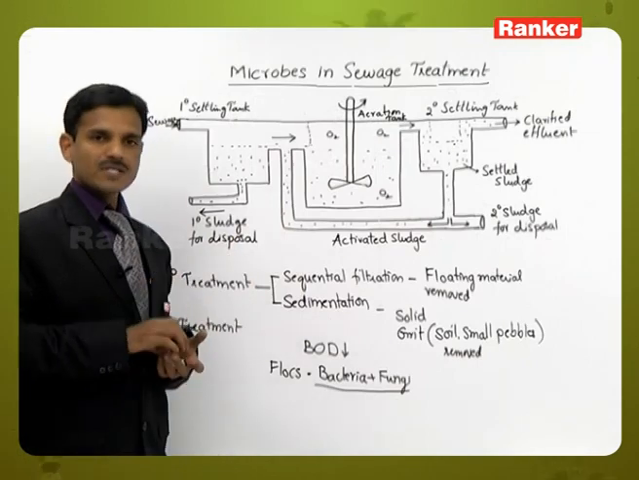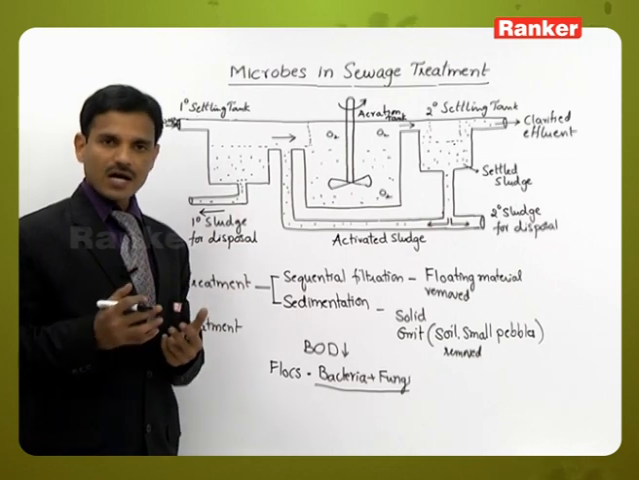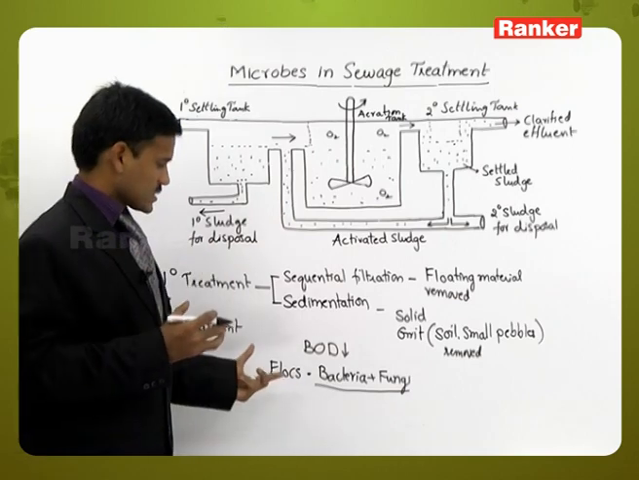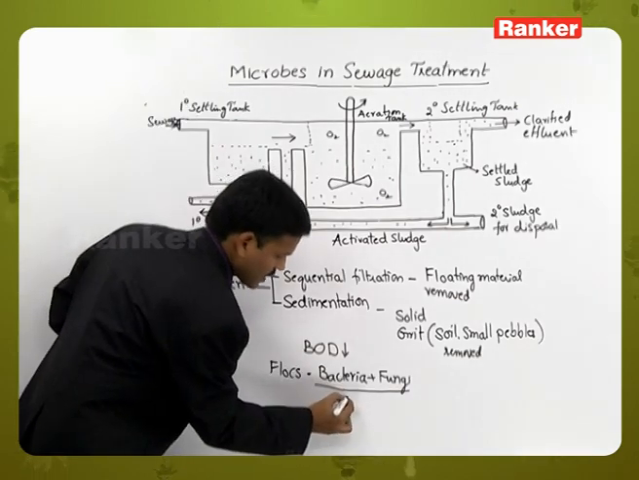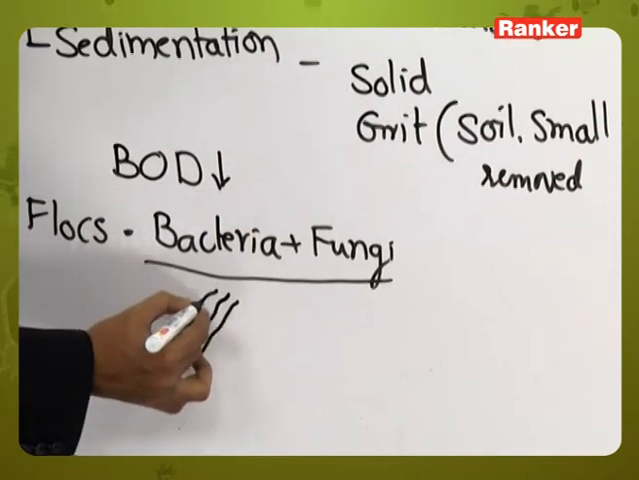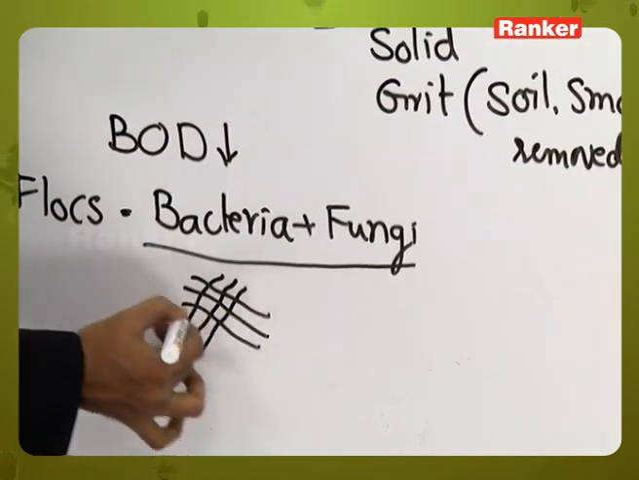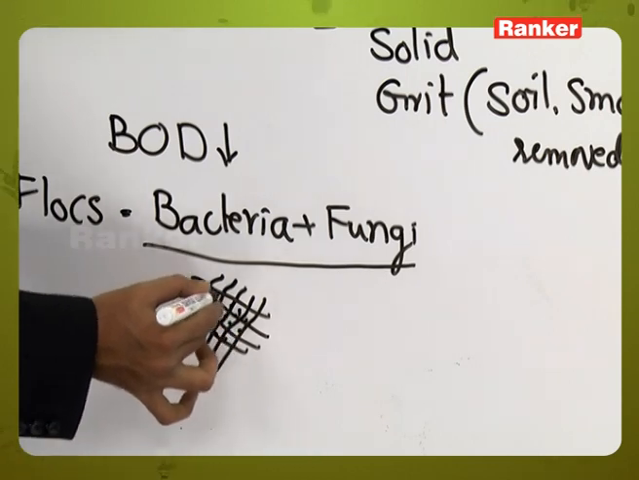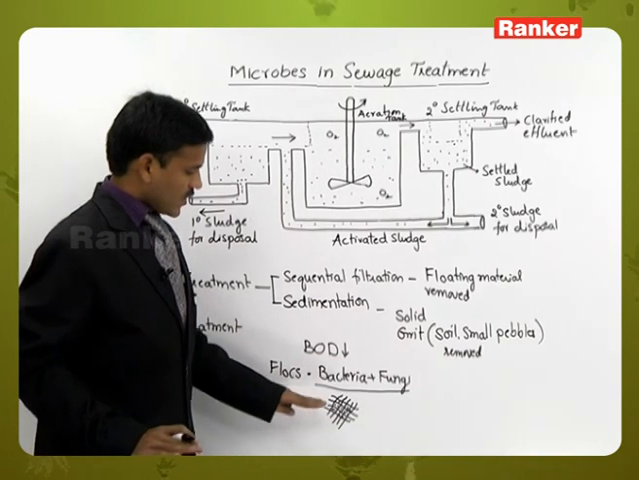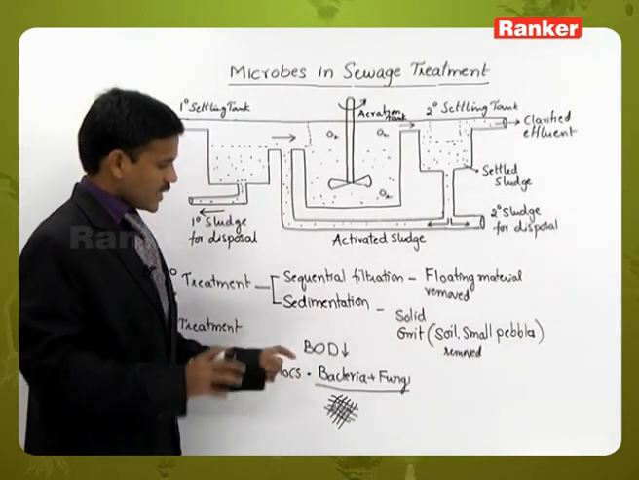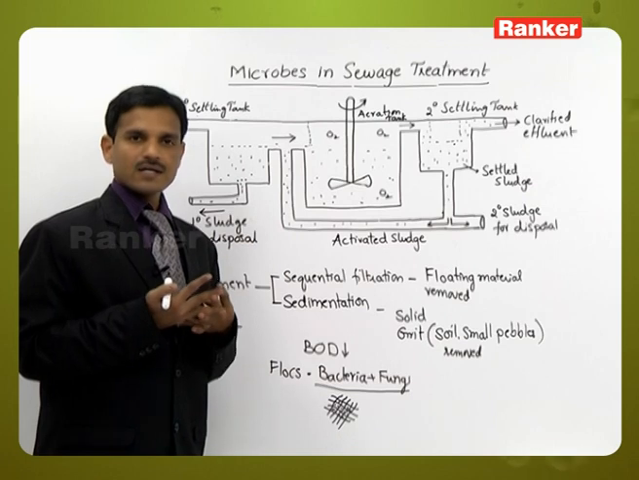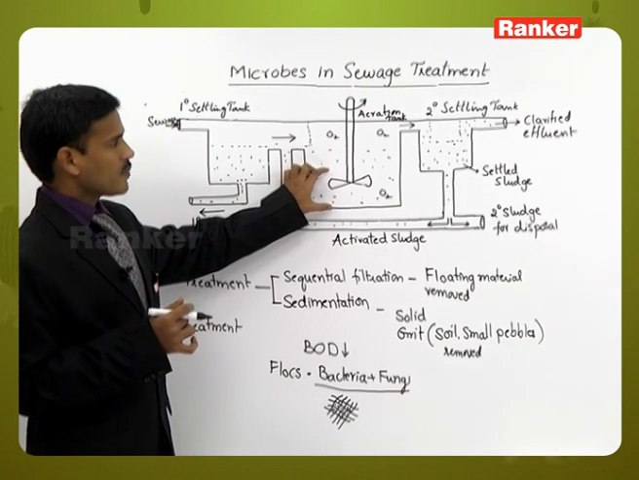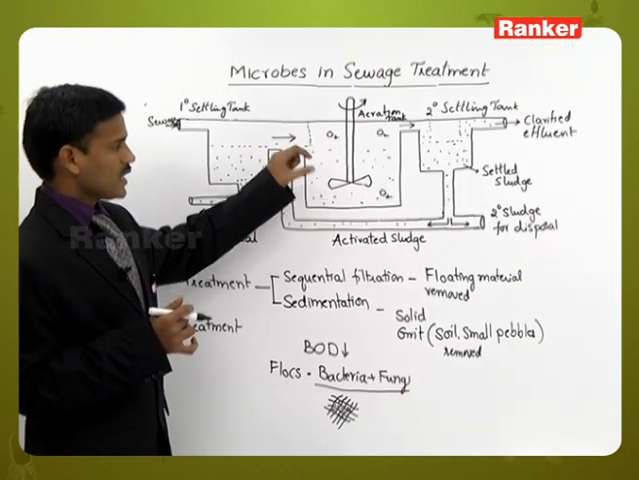Next, fungal filaments are also present in the sewage. The fungal filaments and the bacteria both form the flocs, or mesh-like structures. For example, all these are fungal filaments. Here fungal filaments and bacteria form the mesh-like structure. So the mesh-like structures are called flocs. The flocs are formed in the aeration tank and they are settled.